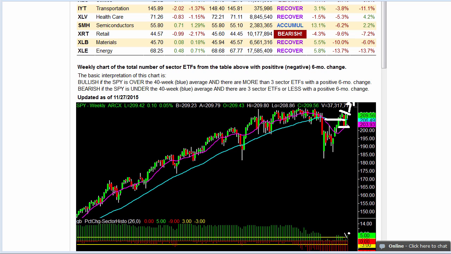And one thing we want to take a look at is whether or not the number of sectors are saying that that should happen, or if it does happen, we should follow it, or is it going to head south? And if it does head south, should we be looking for a pullback to buy, or should we really be looking for a dangerous slide?